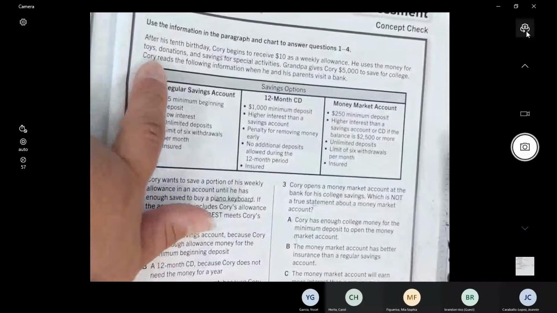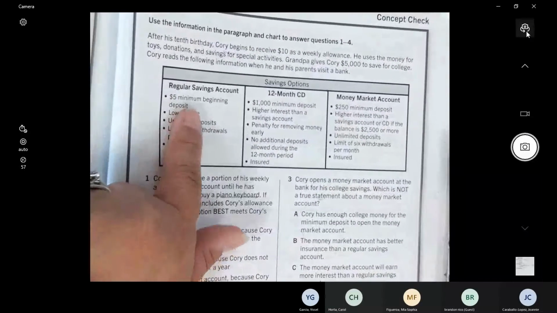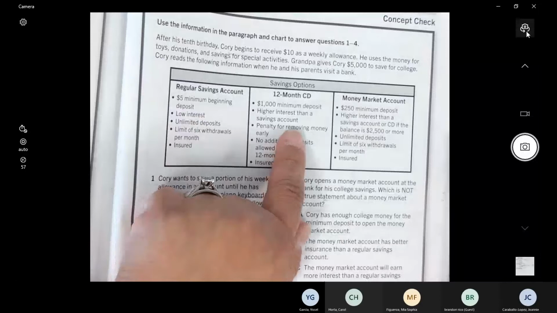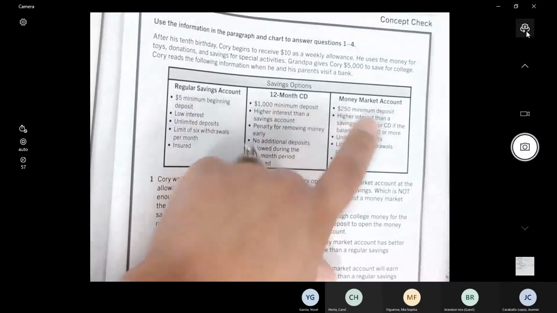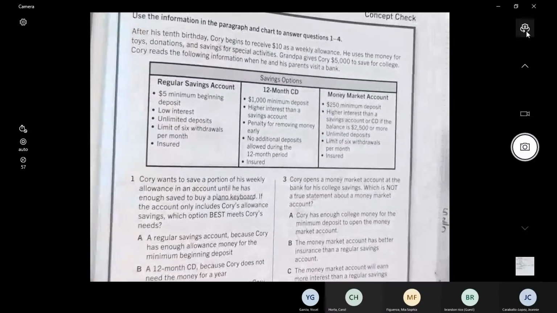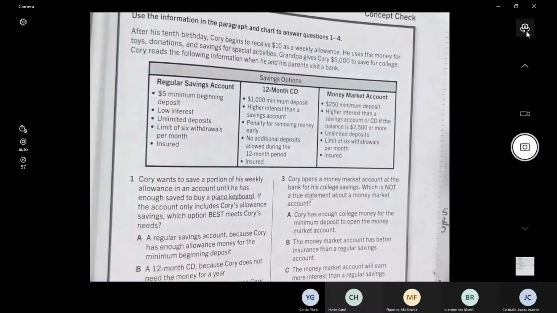Miranda, you can read one, and then the regular savings account, Samantha will read it. Emily, you'll read 12-month CD. Anybody else wanted to read? David, you can read money market. So you can read this paragraph right here, okay? Okay. Let's pay attention. Follow with the pencil, please. Okay.